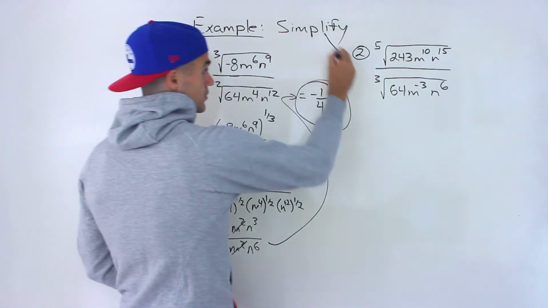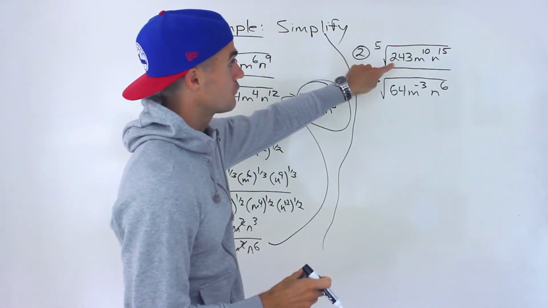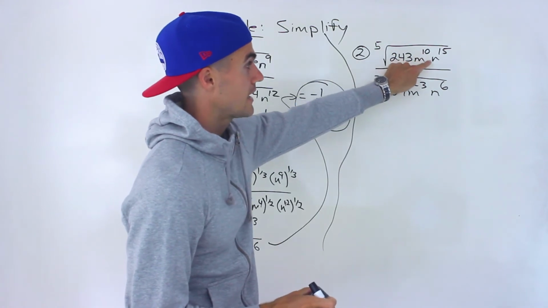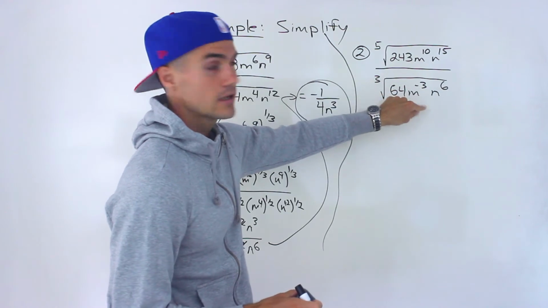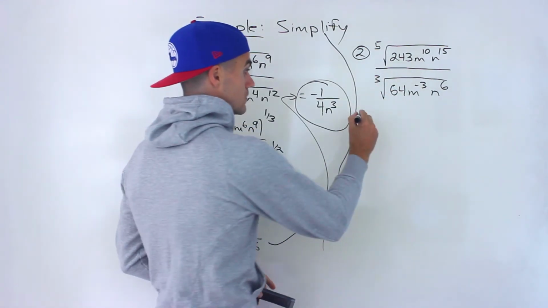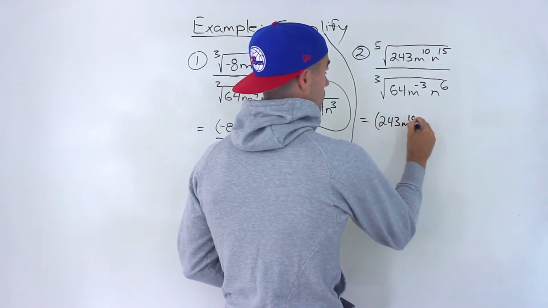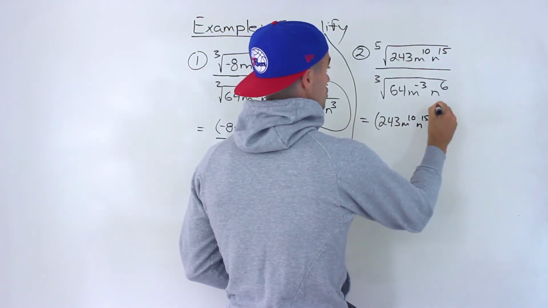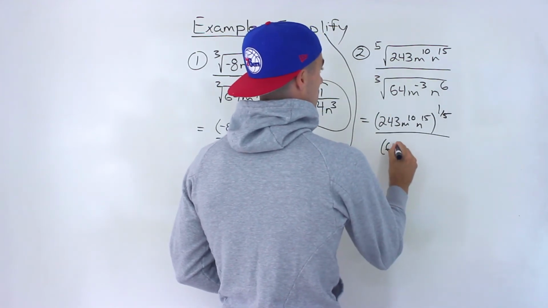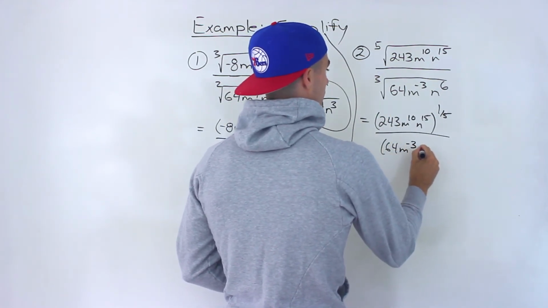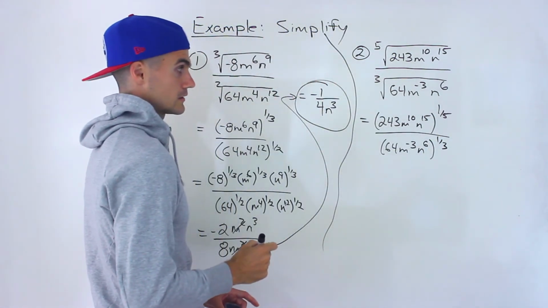And then moving on to number 2, same thing. We're going to do the same process. We got the fifth root of 243 m to the 10 n to the 15 over the third root of 64 m to the -3 n to the 6. So I'm going to take this expression, rewrite it, but then that radical I'm going to change to a rational exponent. Same thing here. This would be to the power 1 over 3, like that.